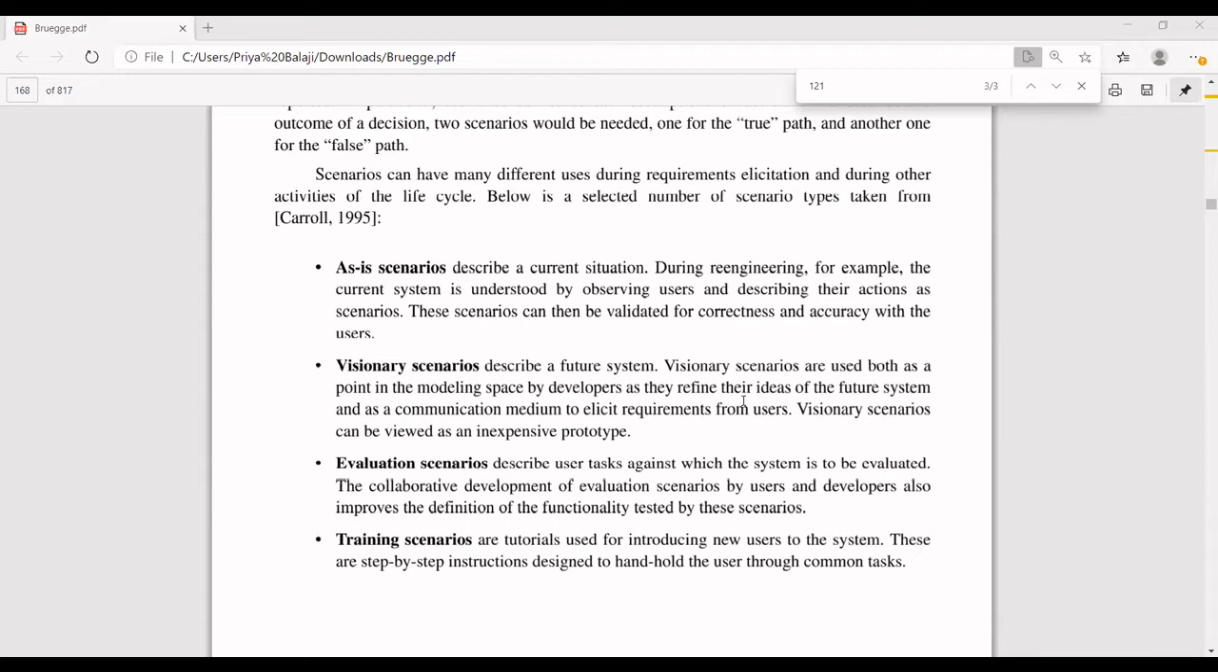As I told you, you can give the training like, in case you enter a wrong pin number, then immediately your card will get ejected. Then you have to reinsert the card and enter the correct pin number. Like that, you're giving training to the client. Then it is called training scenarios.